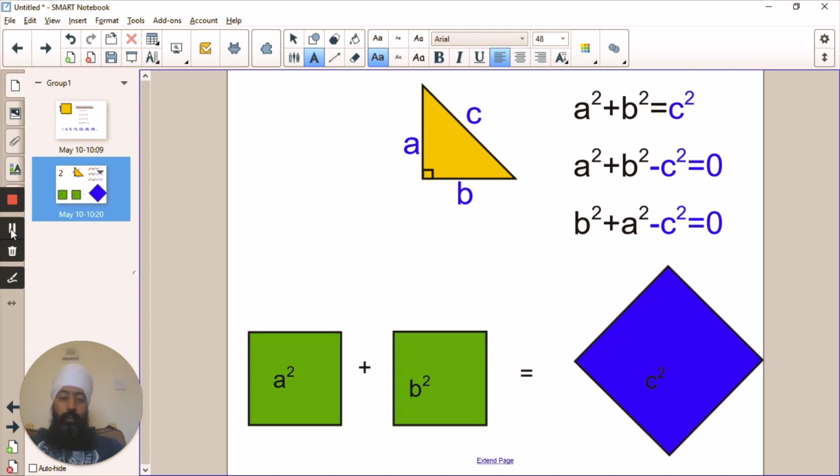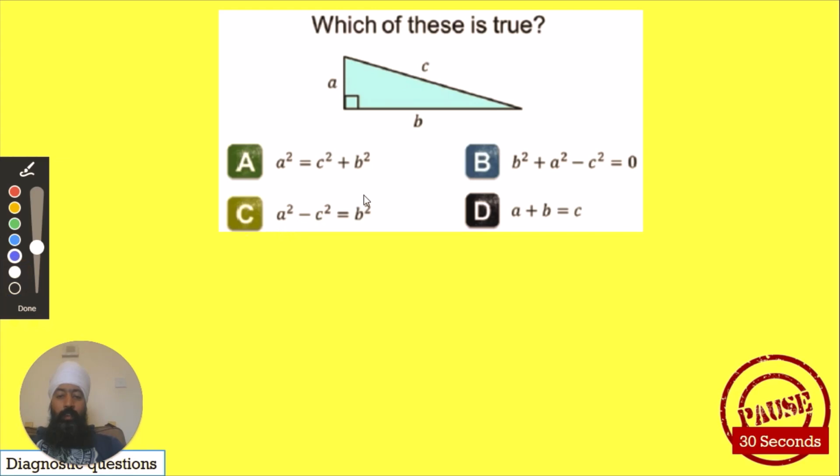And that is the exact same as b squared plus a squared minus c squared equals 0, due to the fact that when you are adding two numbers together, it doesn't matter which order you add them in. So the right answer here was B. b squared plus a squared minus c squared is equal to 0.